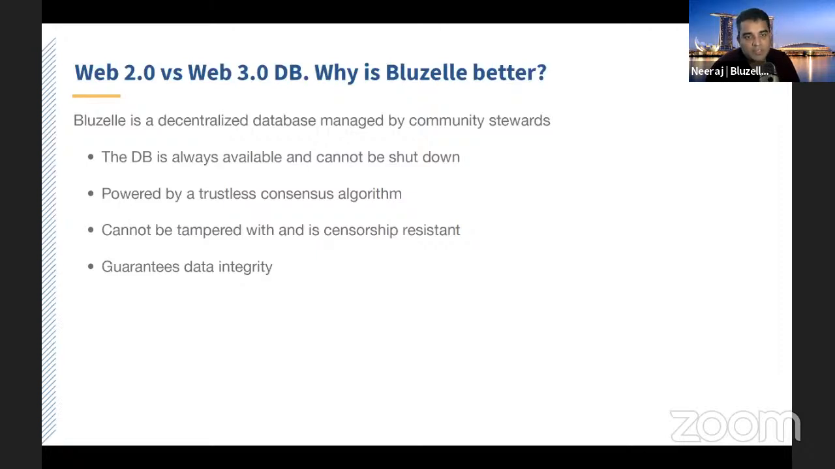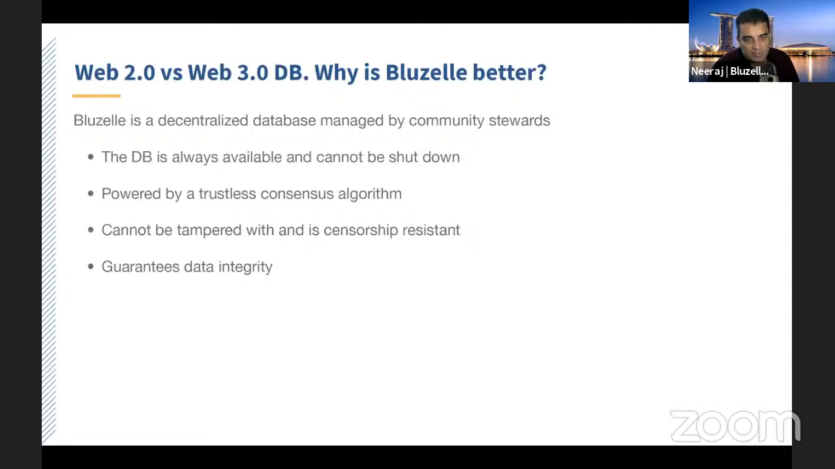Well, that means the database is always available. It can't be shut down. Bluzelle, my company, myself, I can't shut anything down. It's up all the time. It's a trustless consensus algorithm. What does that even mean? Well, trustless, ironically, actually means that you can trust the network a lot more than you can trust the traditional network. We'll get into that a bit later, but it is a bit of a psychological leap, and that's one of the obstacles to getting into Web 3.0.